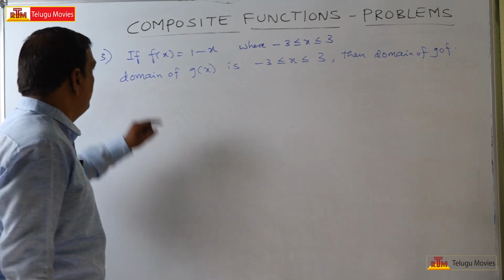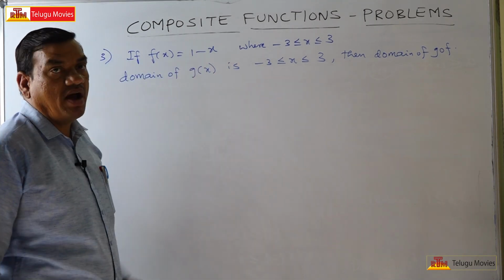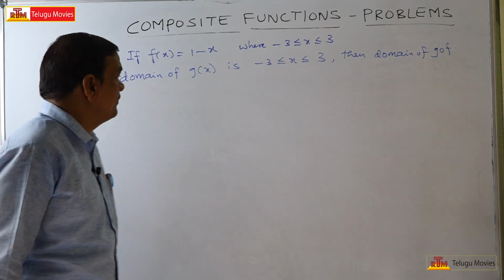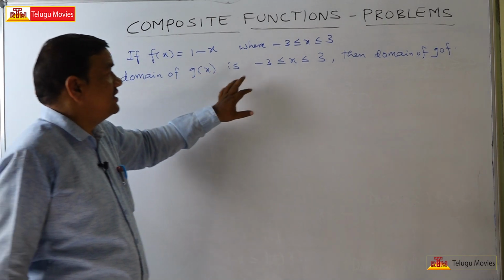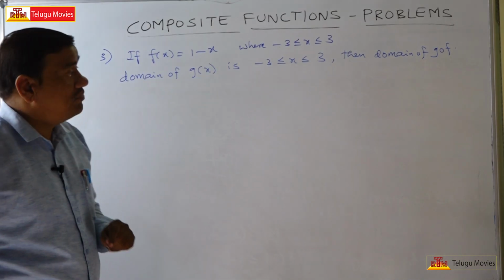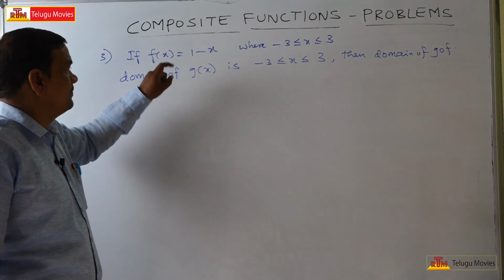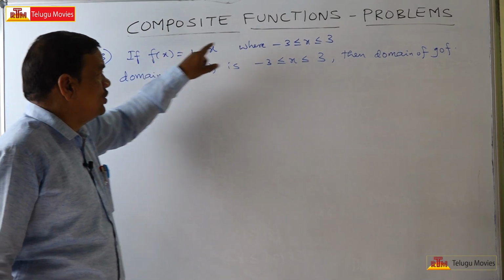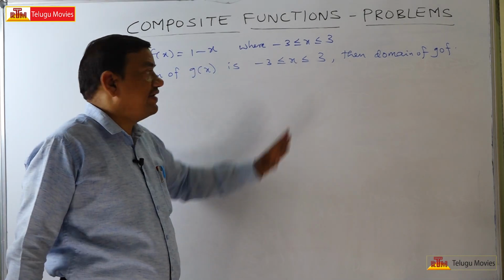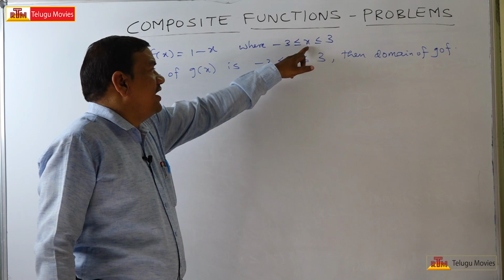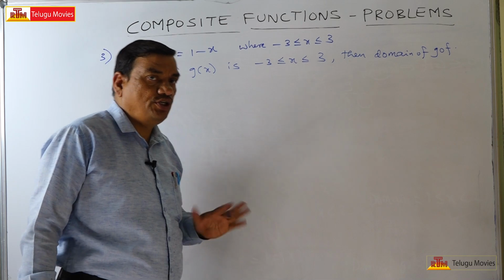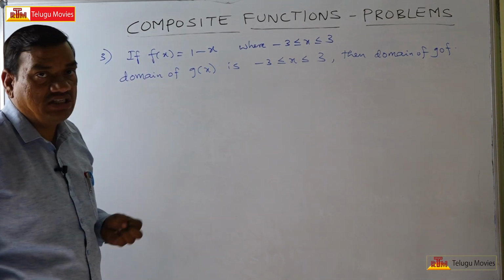Welcome to the third problem. If f of x is equal to 1 minus x, where minus 3 less than or equal to x less than or equal to 3, and the domain of g of x is minus 3 less than or equal to x less than or equal to 3, then find the domain of G circle f. See here, the difference is f of x is given and its domain is given, and the g of x domain is given. The domain of f of x is minus 3 to 3 and the domain of g of x is also from minus 3 to 3 only. Both f of x and g of x have the same domain.